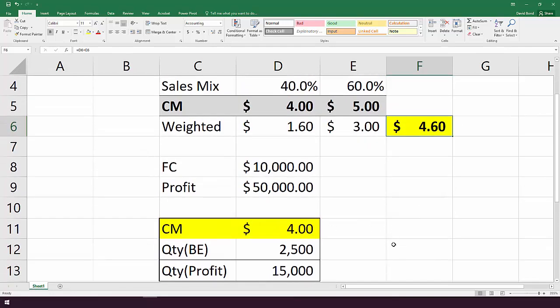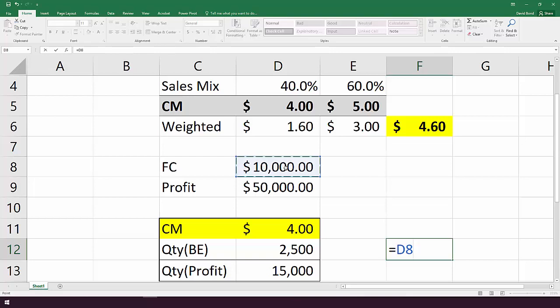And the quantity to break even is then calculated the same. It's the fixed costs divided by the contribution margin. And we're going to round that up. So to break even, we would need to sell 2,174 units of both types. Now you could work out the 40-60 split to figure out what they are, but that represents the total amount of units sold, assuming they get sold in a 40-60 split.